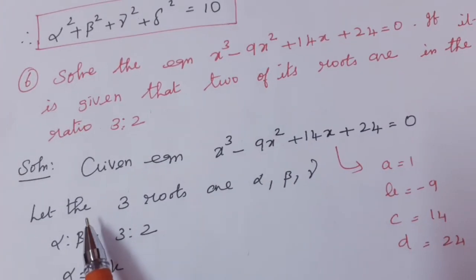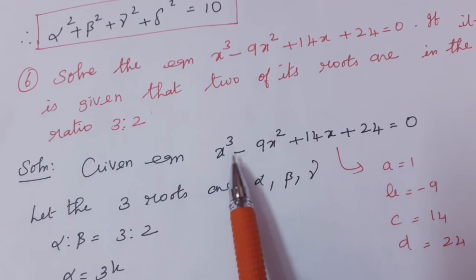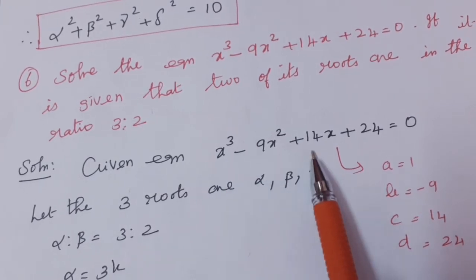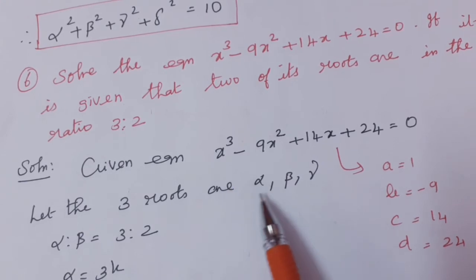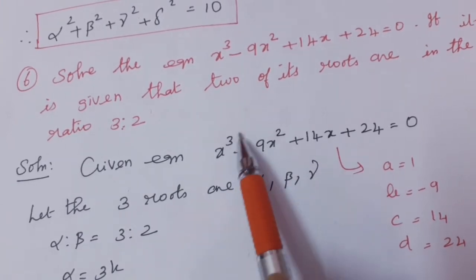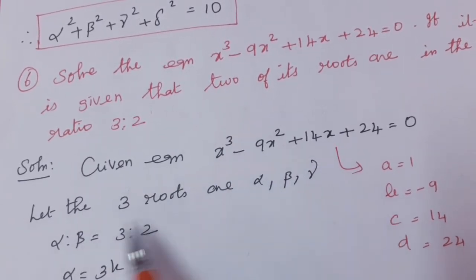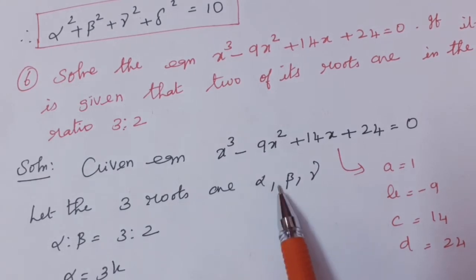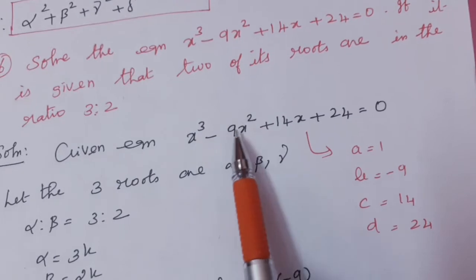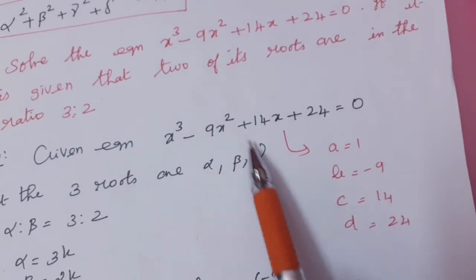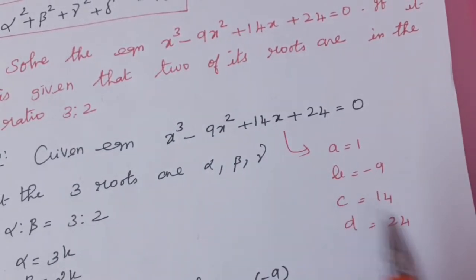Now, what is the given equation? Given equation is x cube minus 9x square plus 14x plus 24 equals 0. Let the 3 roots, as we regularly take, be alpha, beta and gamma, because this is a cubic equation. We know from the equation that A equals 1, B equals minus 9, C equals 14, D equals 24.